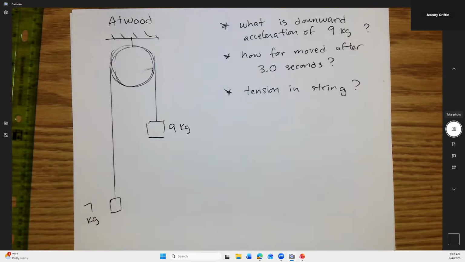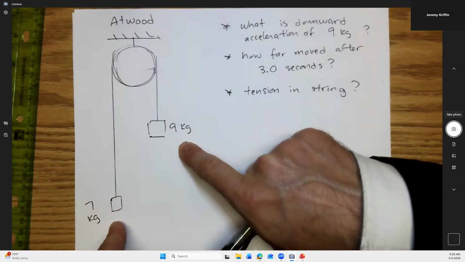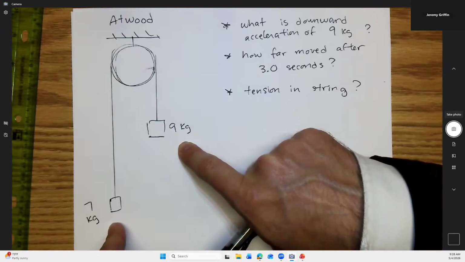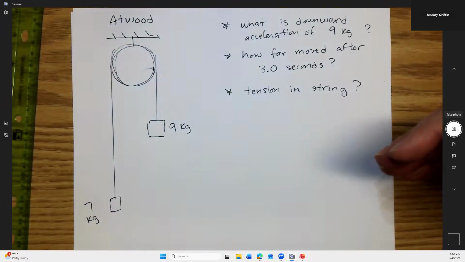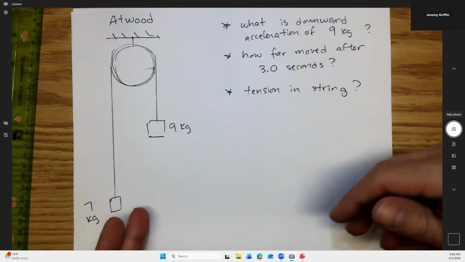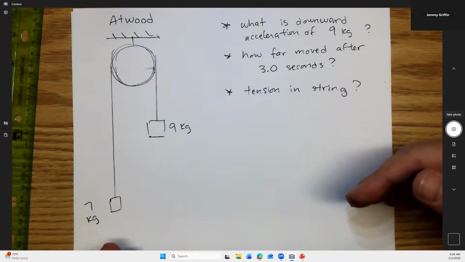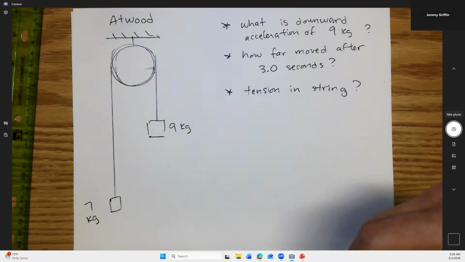Let's see if I can come up with some hints for you before I start writing anything. You can see how these masses are fairly similar, 9 versus 7. Do you think the acceleration is going to be more on the slow end or closer to pure free fall? Yeah, probably closer to 0 than 10 meters per second squared.